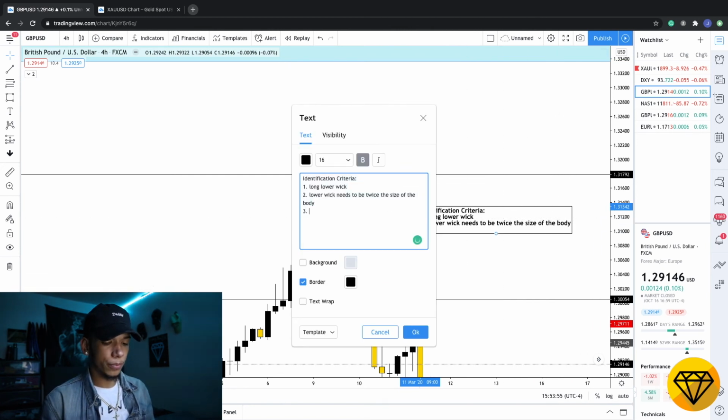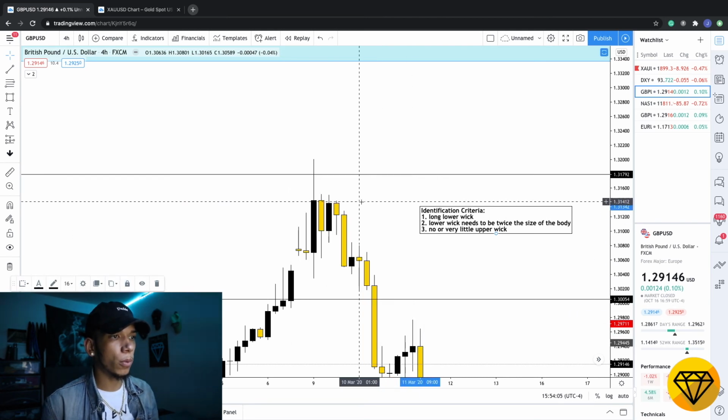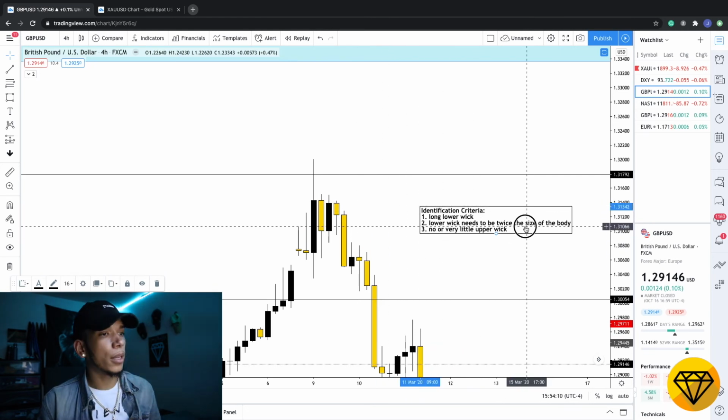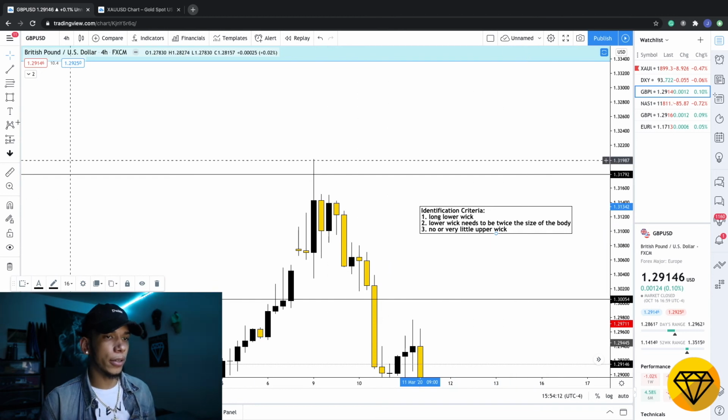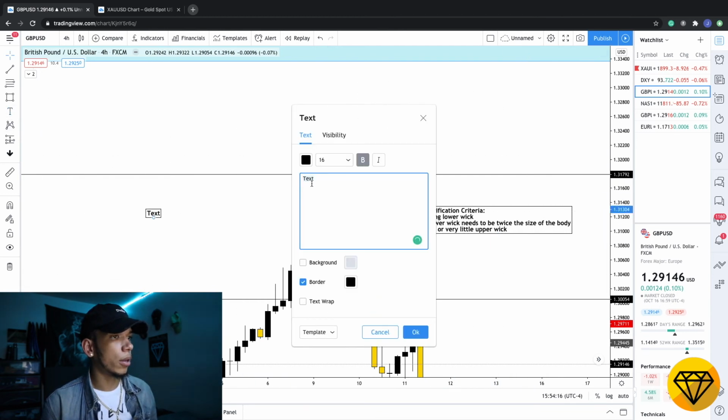Number three, no or very little upper wick. We have that. Very small upper wick. We're good. Okay. So past the identification criteria, let's go on to the differentiation criteria.